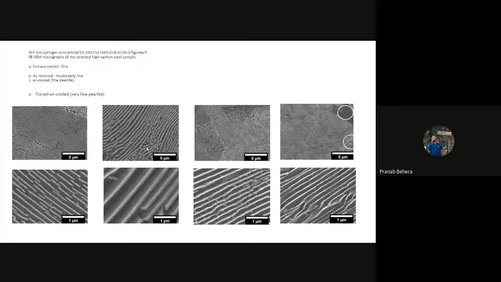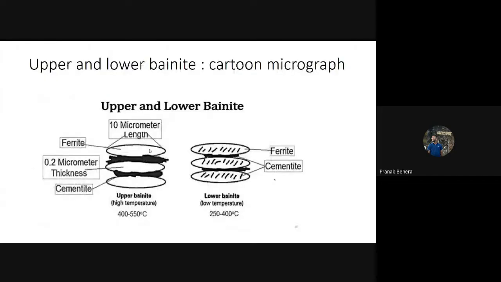So instead of interlamellar spacing, if the size of the grain is reduced, then toughness may have increased, right? So you understood. If you want high strength and high hardness, you can reduce the gap between the lamellae, right? But you cannot change the toughness by this. Okay, now we'll move to Bainite.